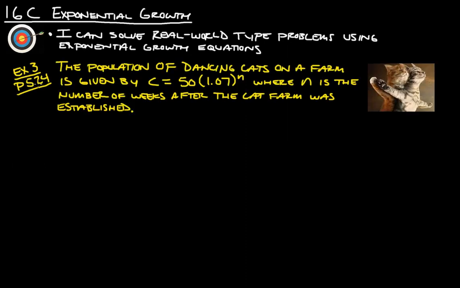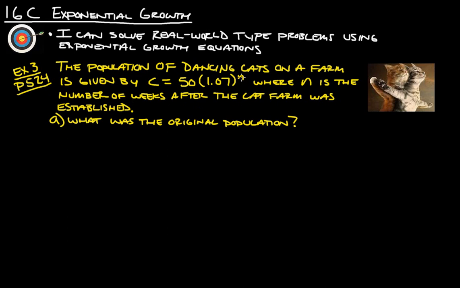Example 3 from page 524 says, or something similar to that, the population of dancing cats on a farm is given by C, the number of cats, equals 50 times 1.07 to the n, where n is the number of weeks after the cat farm was established. All right, so first question, what was the original population?